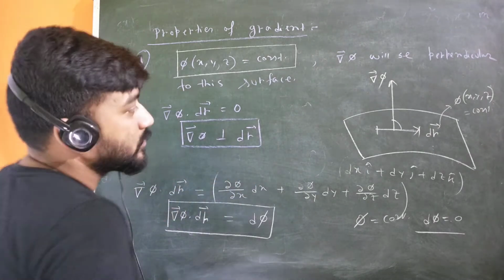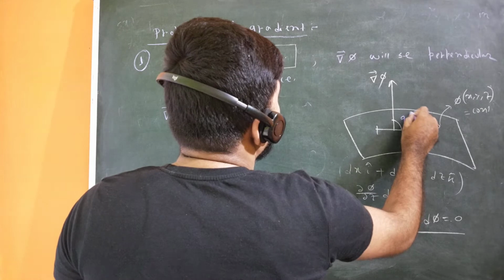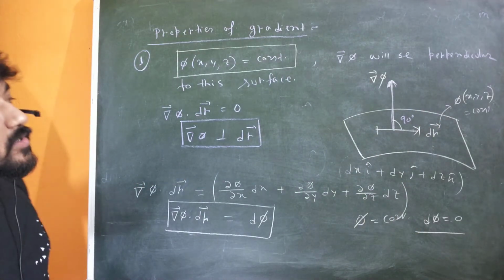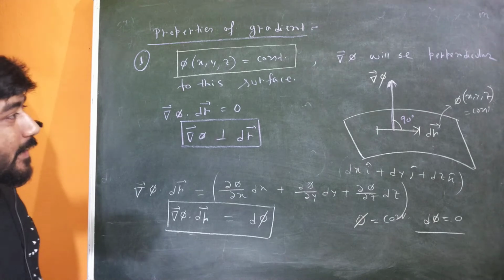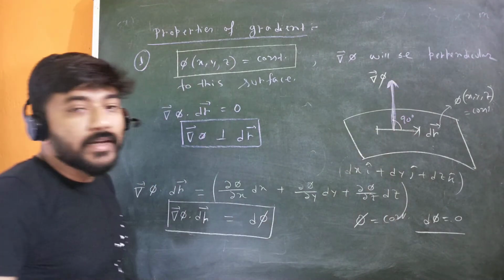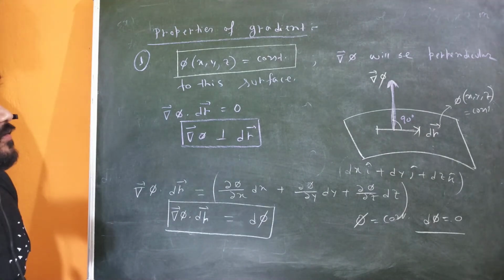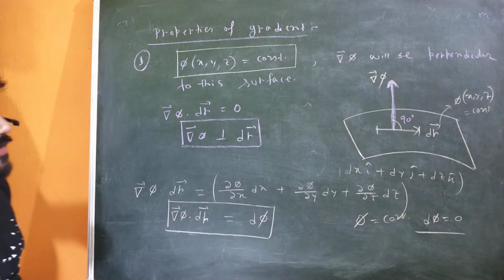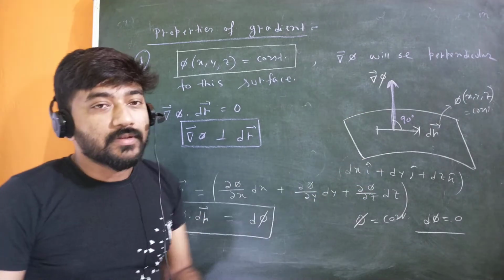That means this angle is 90 degrees, and that means grad phi is perpendicular to this level surface, phi is equal to constant. And this is actually the direction of grad phi: for any particular scalar function in the form of phi(x, y, z) equal to constant, its direction will be perpendicular to this surface.